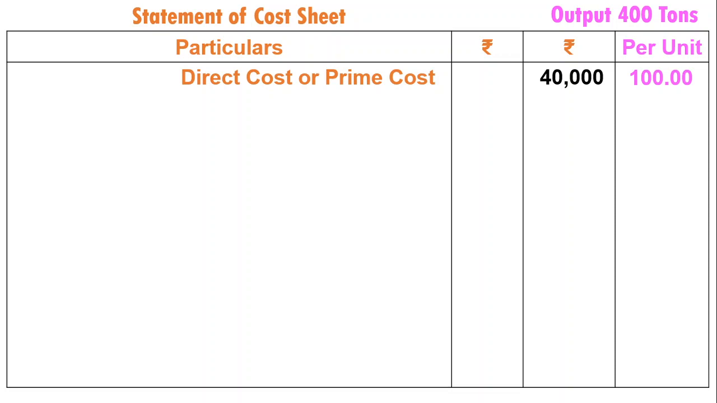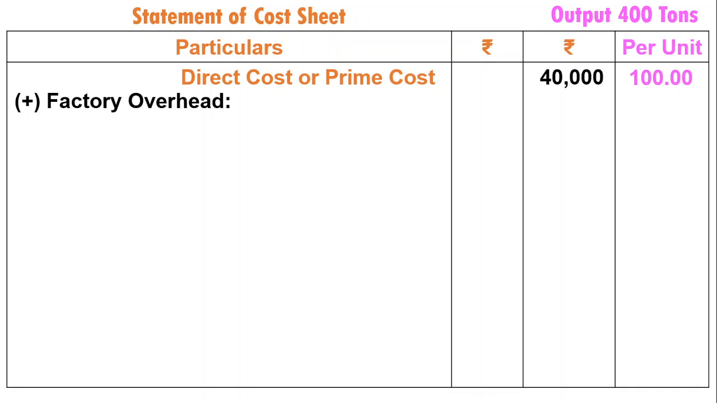The first overhead to be mentioned is factory overhead. For factory overhead, two types of information are provided, variable expenditures and fixed expenditures, both to be calculated on direct wages. We have already calculated the direct wages as 8,000 rupees.